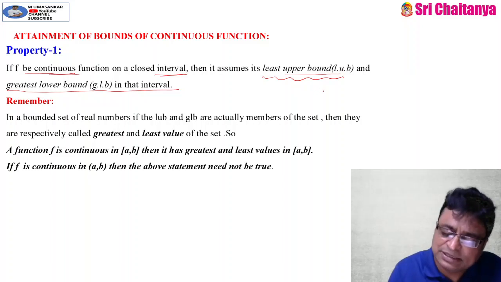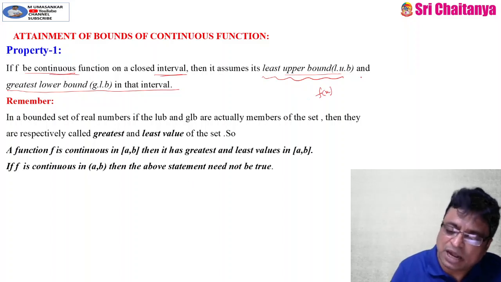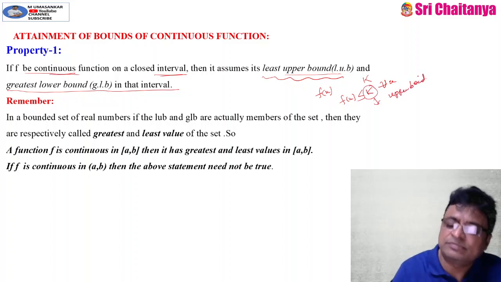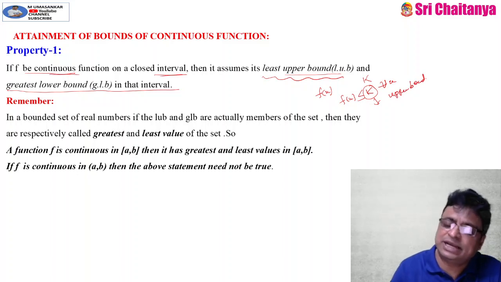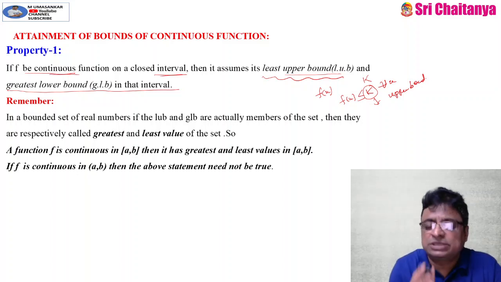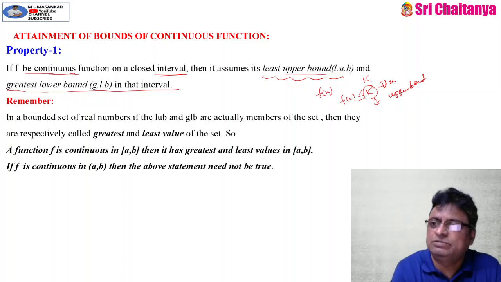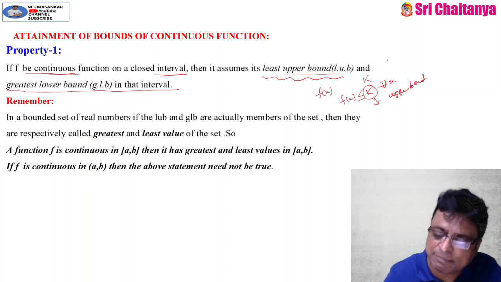See, my friends, suppose f of x is a function and k is any real number. If f of x is less than or equal to k for every x, then we can say that this k is called an upper bound of the function. That means if all the functional values are less than or equal to some fixed real number, then that number is called an upper bound.